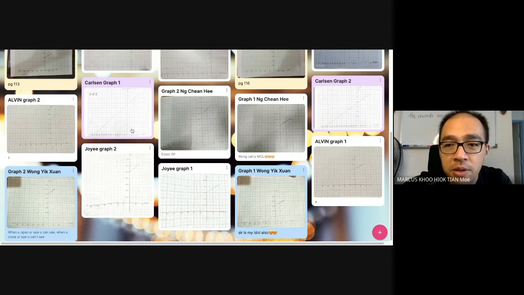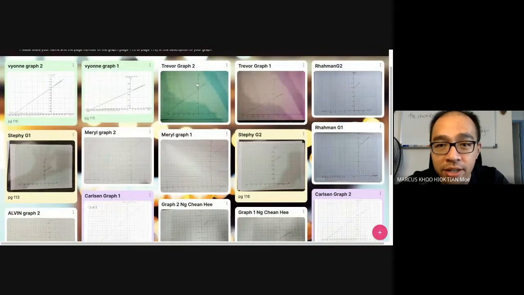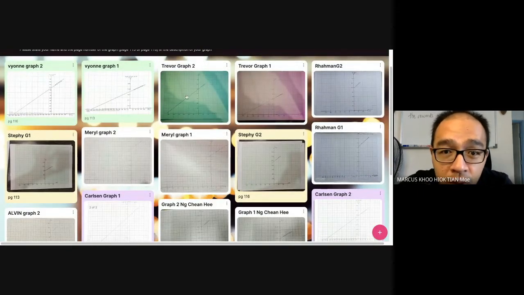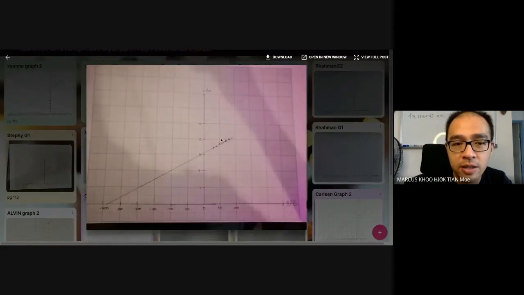Okay, so I want to draw your attention to who should I choose now? Okay, let's ask Trevor. Why is Trevor one purple, one green? Did you put a filter on this? Okay, so this is the Charles law graph.